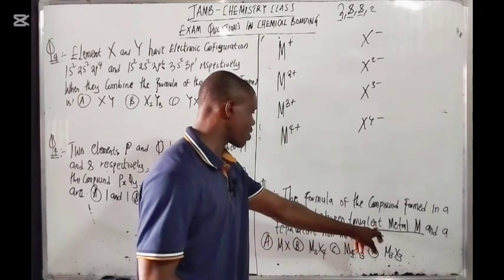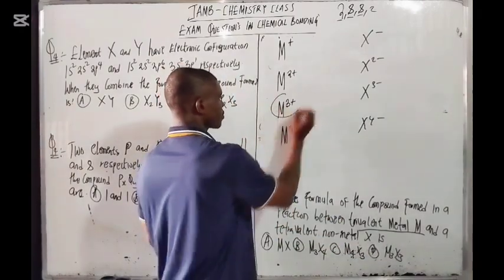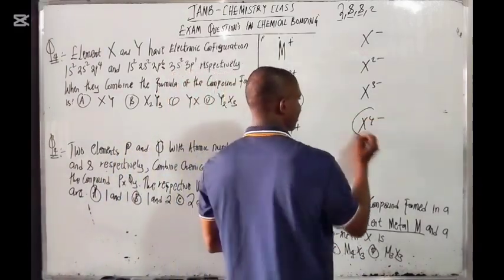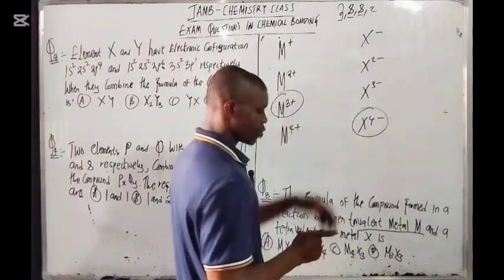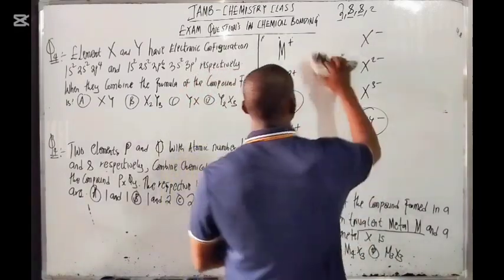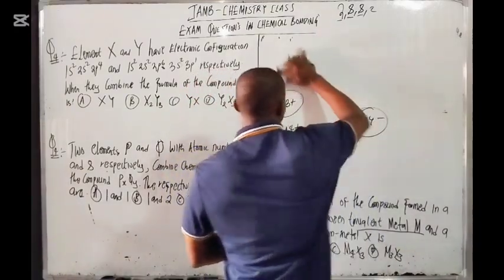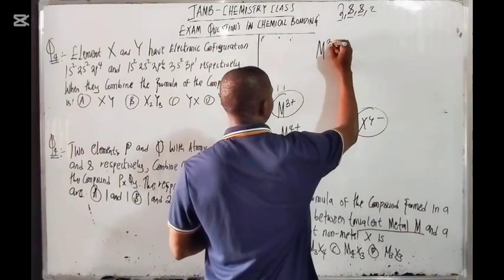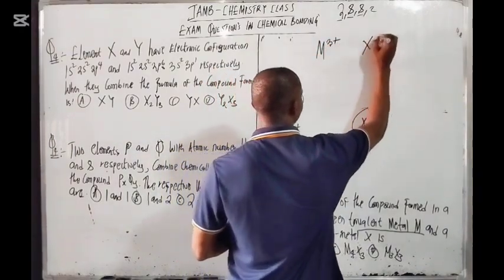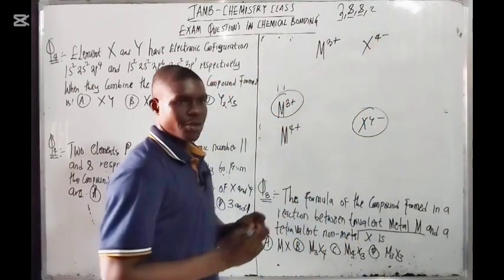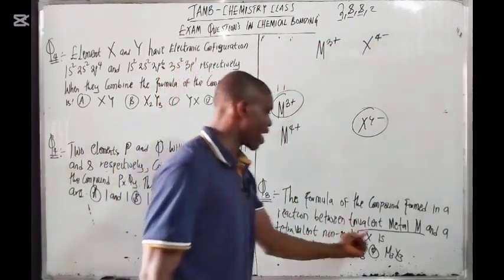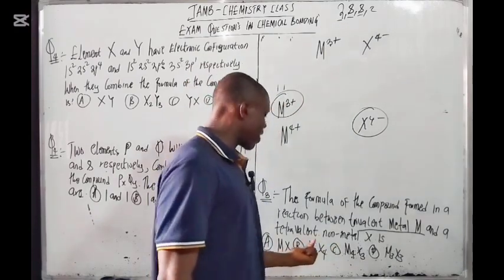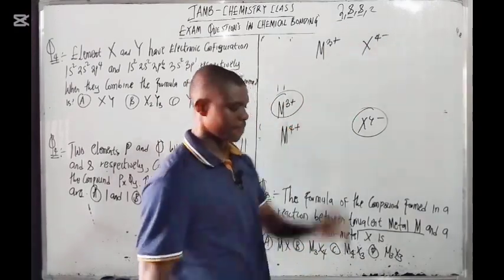Now you see that the metal is trivalent, and the non-metal is tetravalent. So I'm using this one and this one. Here we have M3 plus and here we have X4 minus. Why is it M3 plus? Because it says trivalent metal, and this one is tetravalent. That's why we have it. Hope you understand here.